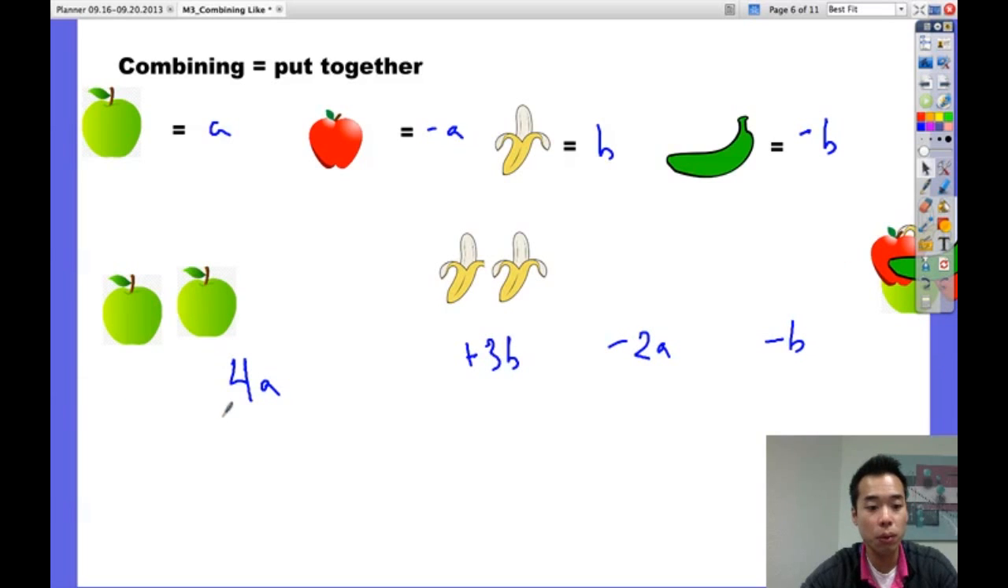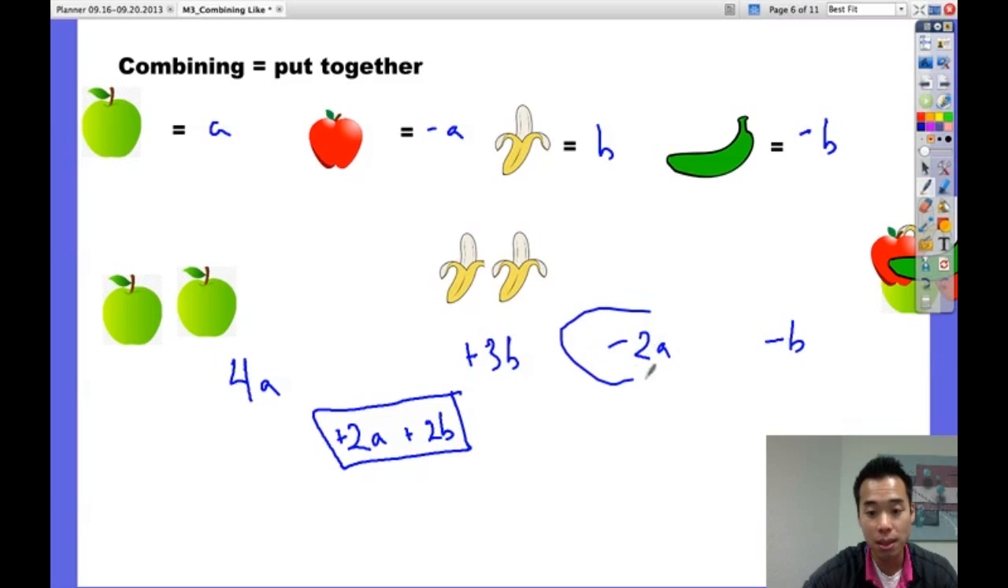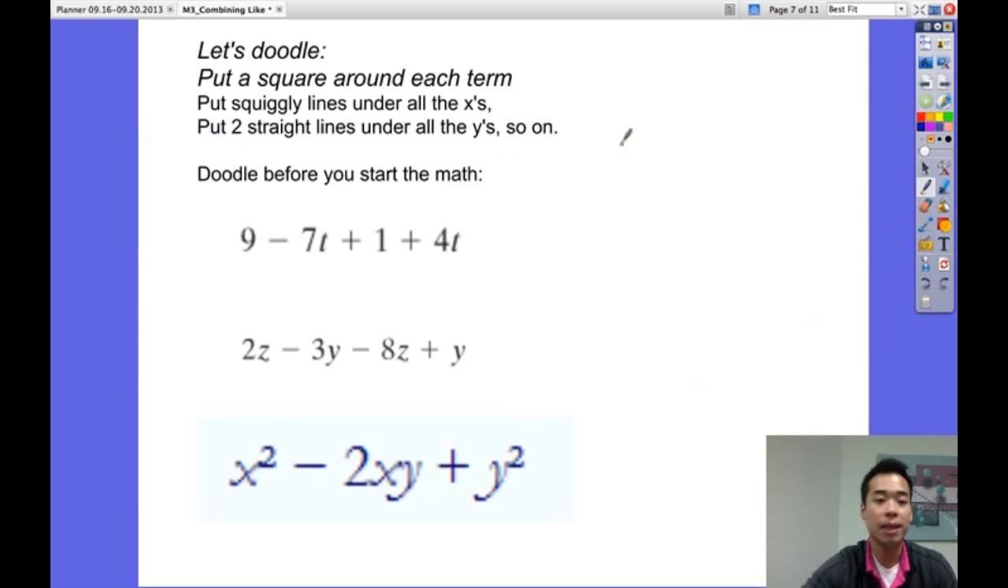So what's left on the board? I have 2 green apples, which is a positive 2a, and positive 2 bananas. So that's my final simplified answer. I want you to look here quickly. 4a plus 3b minus 2a minus b. This 2a can be subtracted from this 4a. Same thing with this negative b subtracted from this 3b, and we get 2b. Just using pictures to help you with combining like terms.